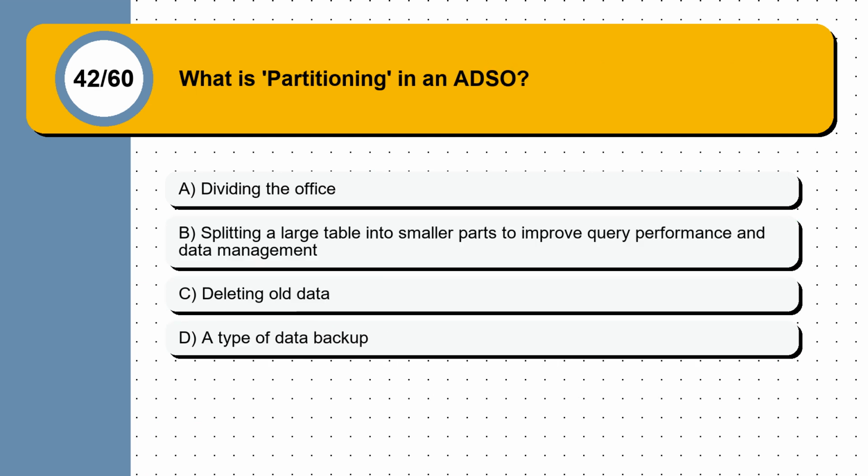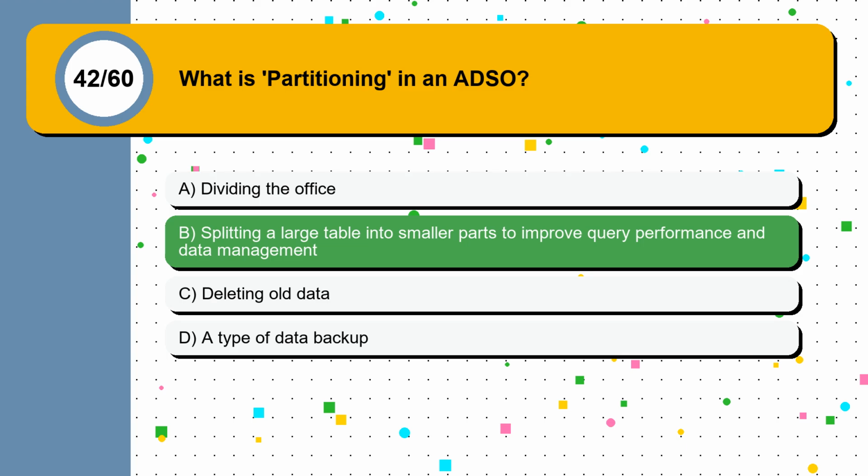Question 42. What is partitioning in an ADSO? Option A, dividing the office. Option B, splitting a large table into smaller parts to improve query performance and data management. Option C, deleting old data. Option D, a type of data backup.